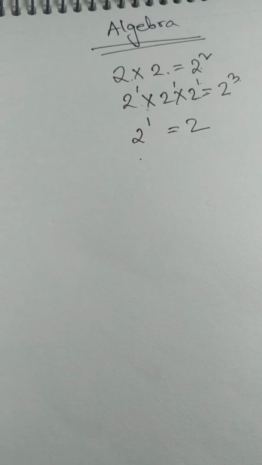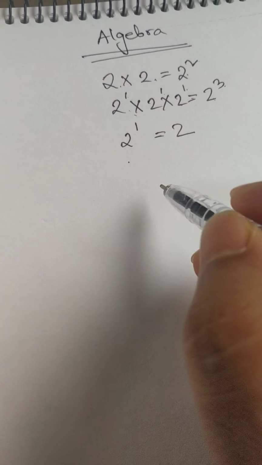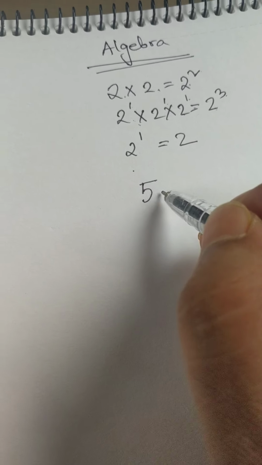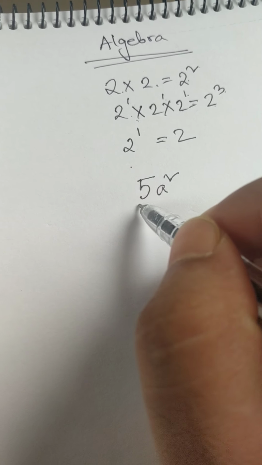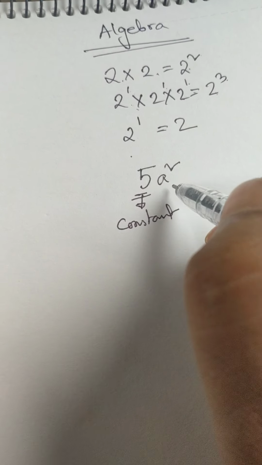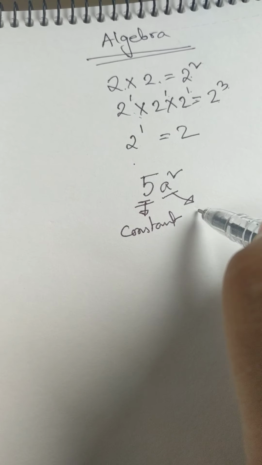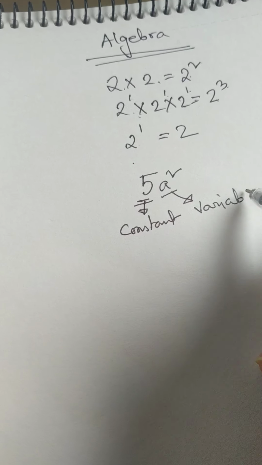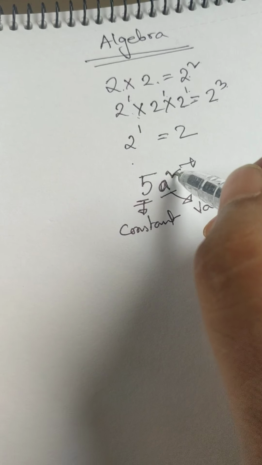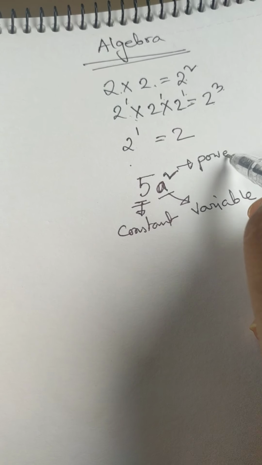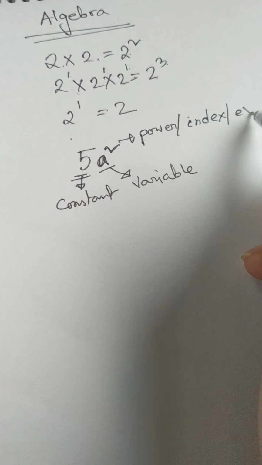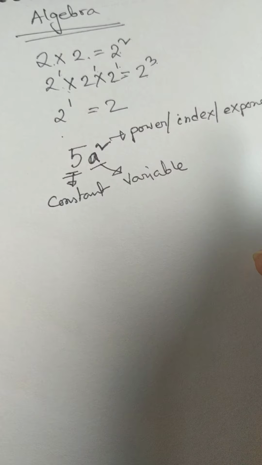So you already know that an algebraic expression, when we express it, we express it in this form. Suppose 5a square, for example, where there is always a constant, and this part is called the alphabet, which we usually use as a variable, and this part, the square part, is actually what? Power, index, or exponent, right?